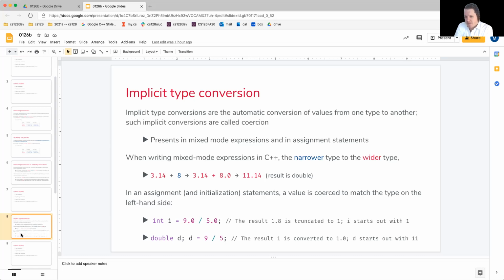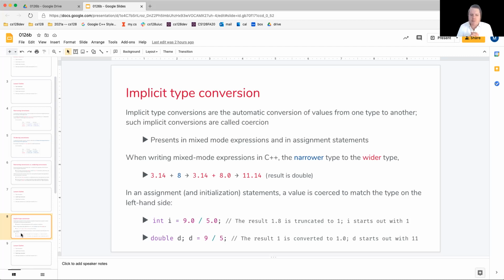When writing mixed mode expressions in C++, the type of conversion that's going to take place is a conversion from the narrower type to the wider type. Essentially, we want to have values of the same type when these expressions are evaluated. If we have mixed types in the expression, one of them needs to be promoted so that the types are matched with one another. So if the two things we're attempting to add together are compatible, the one of the narrower type will be promoted to that of the wider type.